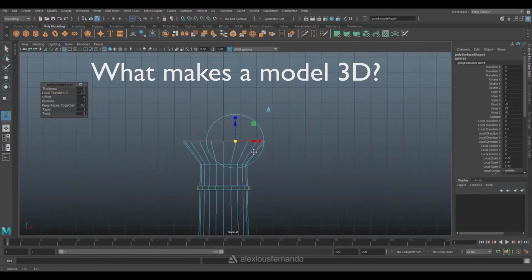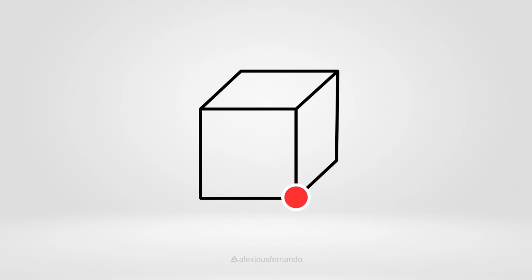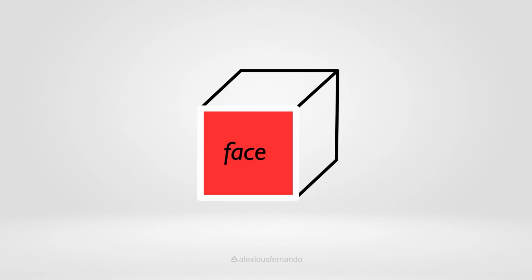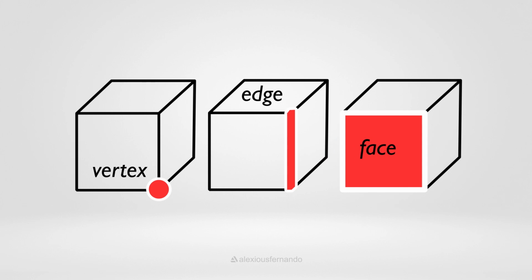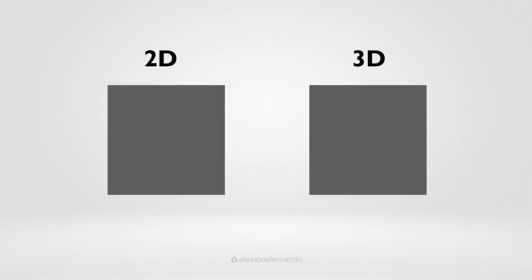Now let's take a deep look into what makes up a 3D model. A 3D model is essentially made up of vertices, edges, and faces. All these elements come together to form a mesh and act as the core of the 3D model. To understand this concept, let's look at a 2D image of a box and also the same box in 3D software. What do you see? It's very similar, there's no difference.